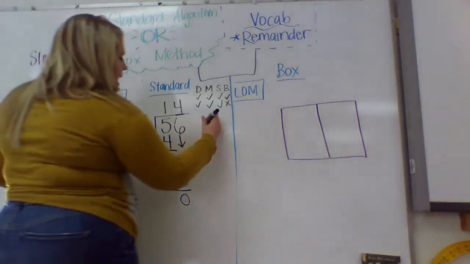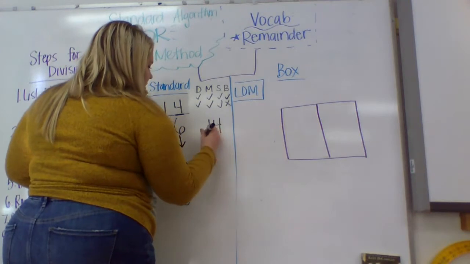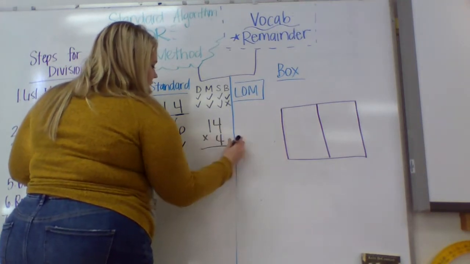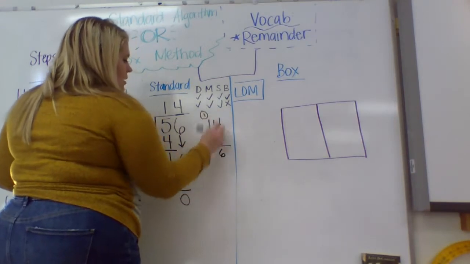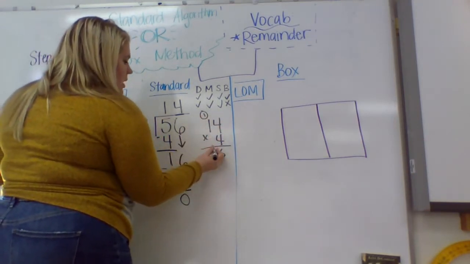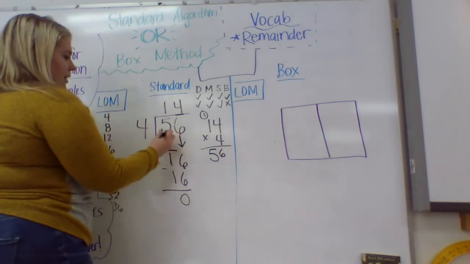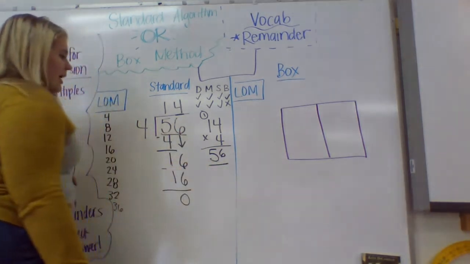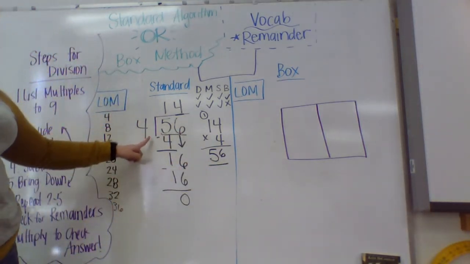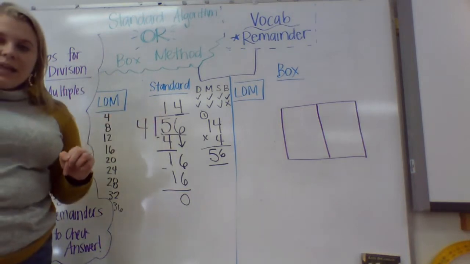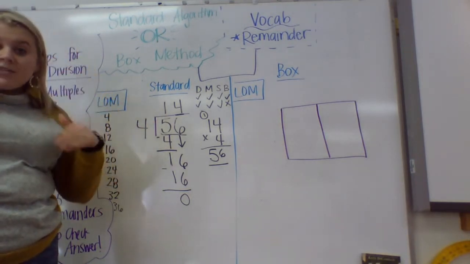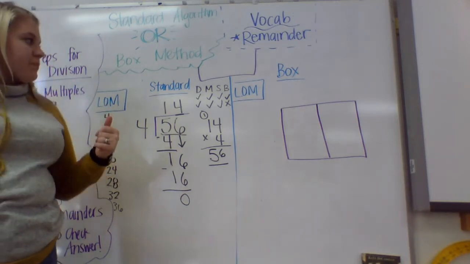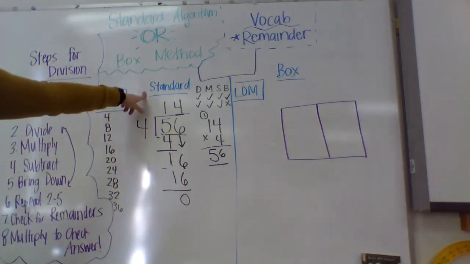So when you multiply your quotient times your divisor, you should get your dividend. 4 times 4 is 16. 4 times 1 is 4, plus 1 is 5. I got the same answer. So 56 divided by 4 equals 14. Don't stress over that. That was super fast. We're going to go work through several. That was using the standard algorithm of division.